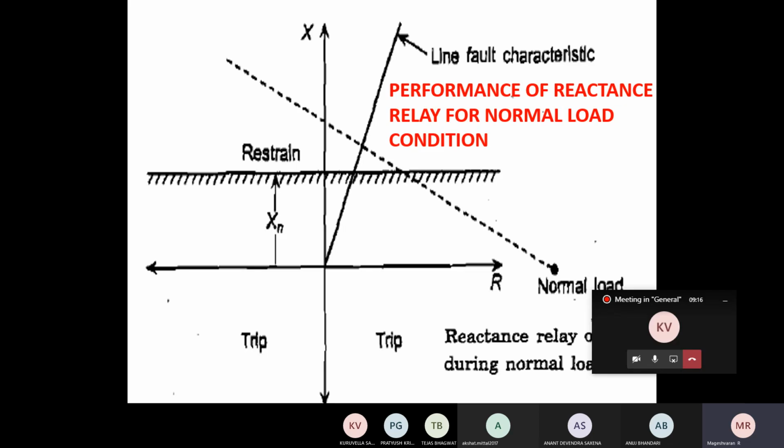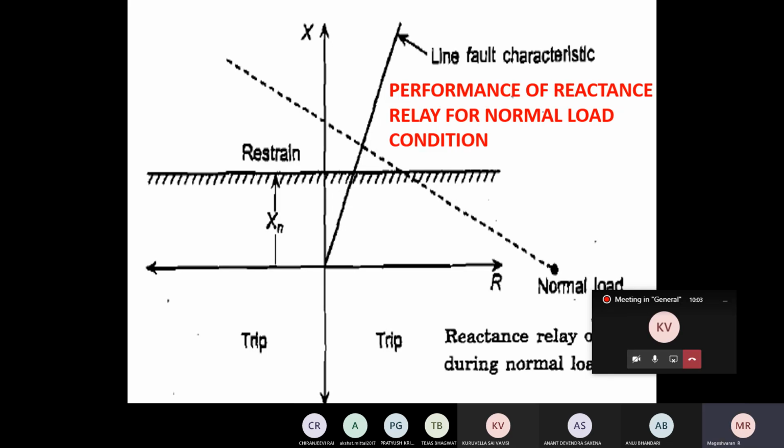From the universal torque equation, we derived the torque law by assuming the torque produced by the current coil as positive, and the torque produced by the voltage or potential coil as negative. Negative means it produces a restraining torque, and we omitted the torque produced by the directional unit. The simple implementation of the simple impedance relay is the balanced beam structure using an electromagnetic attraction type relay.